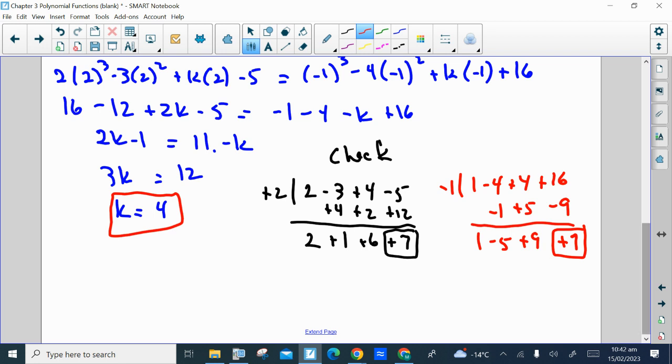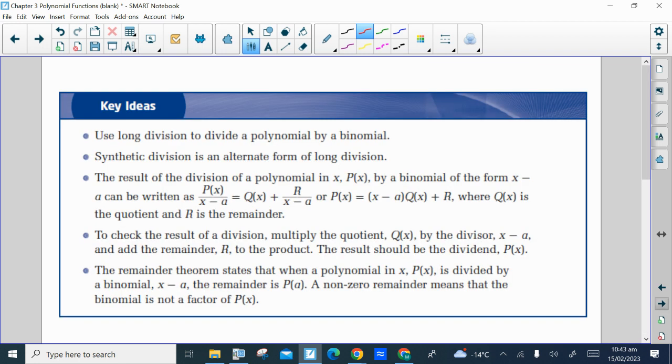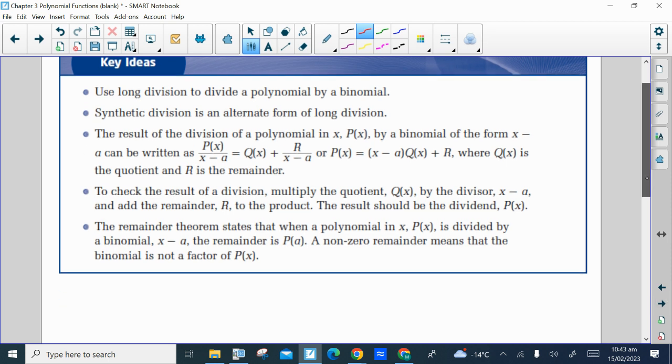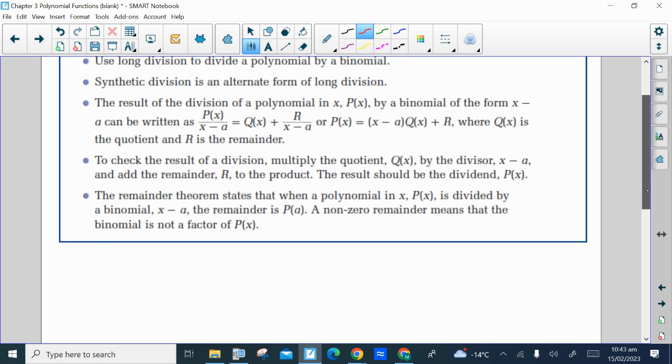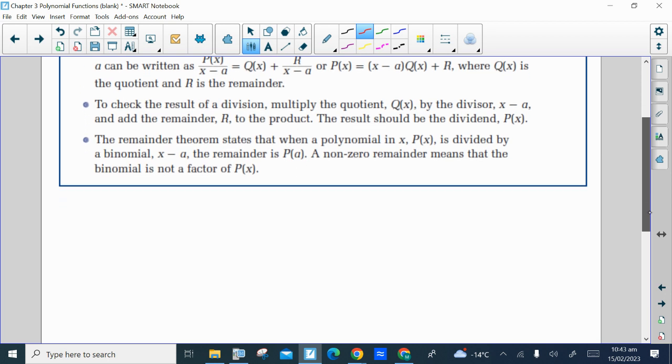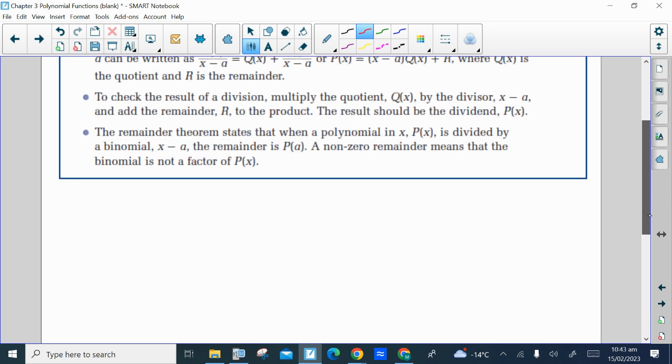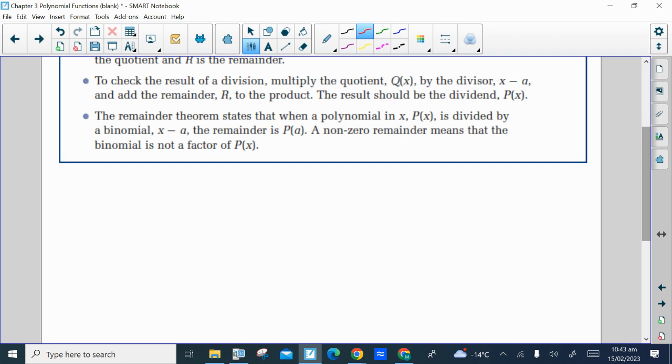Okay. So that's a little bit of a review of what we've talked about: synthetic division, long division, division statements, checking it, as well as the remainder theorem.